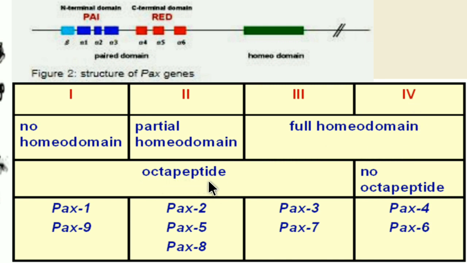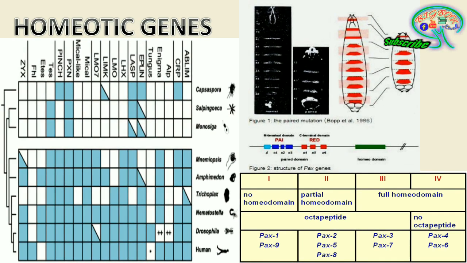So here you can see octapeptide, no octapeptide. So these are the characteristic features or the nature. You can see these four groups or clusters of the PAX genes. You can understand that these genes will be responsible for the homeotic expressions. We tried to get some information for the POU genes, so we were not able to get the major part to put across on the slides.